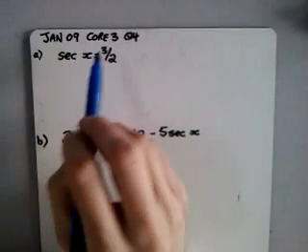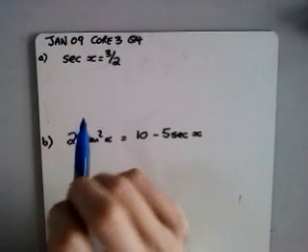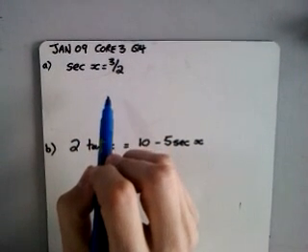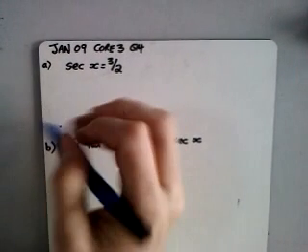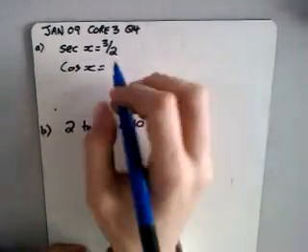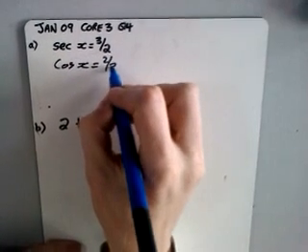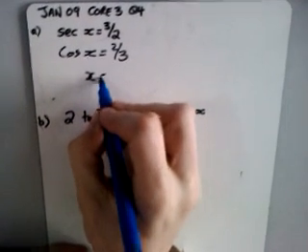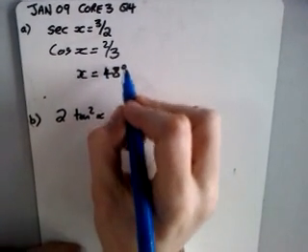January 2009, Core 3, question 4 is our trig question. We're asked to find out sec x equals 3 over 2. We remember that sec is 1 over cos. So we'll write cos, and we'll switch that upside down. Cos x is 2/3. On your calculator, inverse cos of 2/3 gives you 48 degrees.